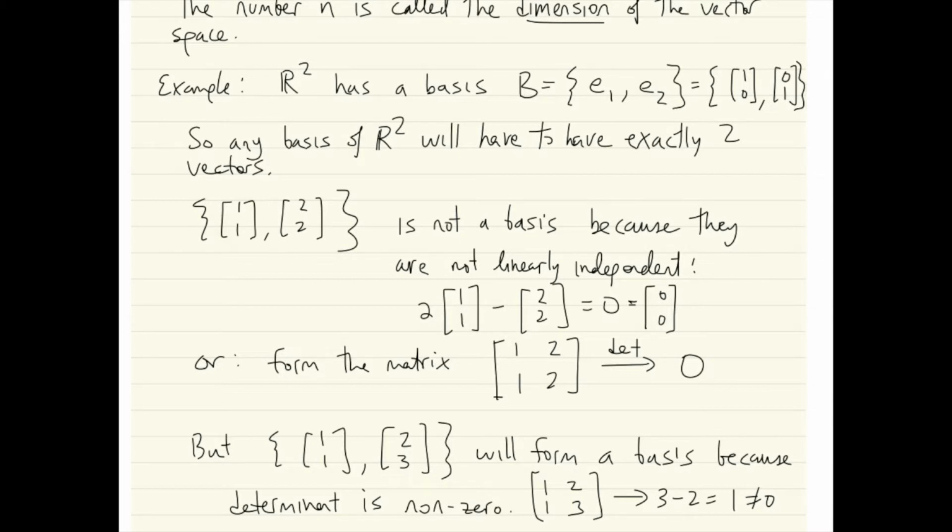So let's try 1, 1 and 2, 3, and these will form a basis because the determinant of the matrix formed when you throw those column vectors into a bigger matrix is non-zero. Therefore, as we've seen in a previous video, these vectors are linearly independent and therefore will span the vector space, since the vector space we know has dimension 2.